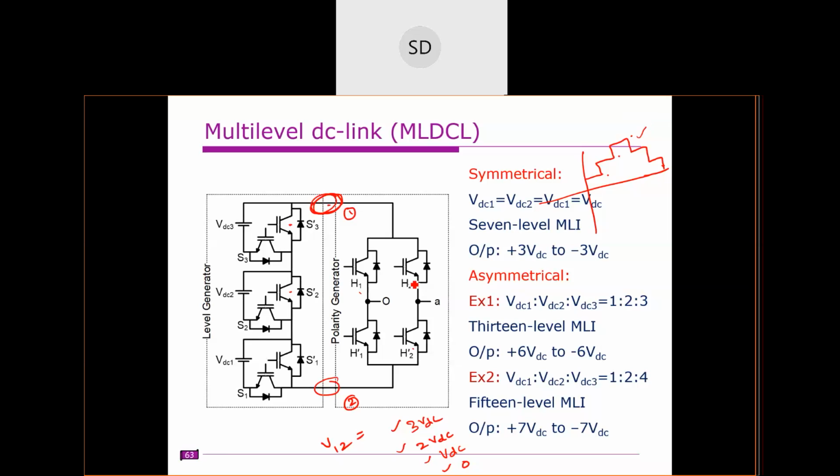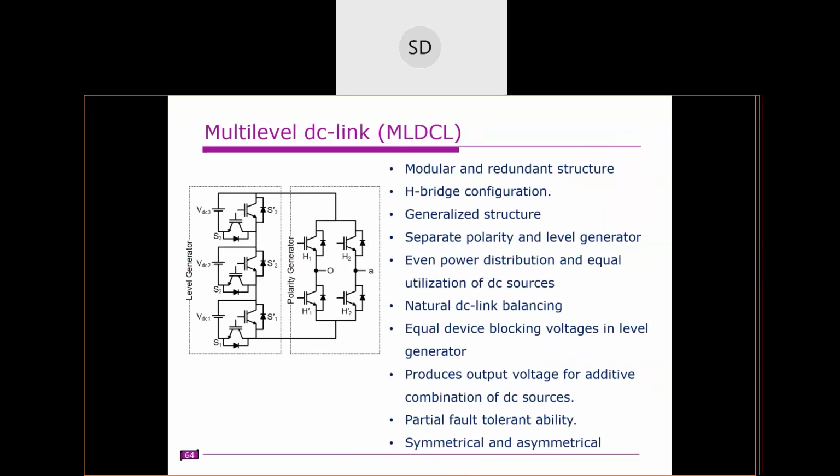So for positive half cycle, we need to trigger the H2 and H1 dash switches. If you trigger this H2 and H1 dash signal, in that case you can get a positive half cycle. And if you trigger the H1 and H2 dash, you can get a negative half cycle, whatever this input is. So that will be flipped, so that you can get a negative half cycle. So that's why it is known as polarity generator, and this one is known as level generator. One part is producing the levels and the other part is making positive half cycle and negative half cycle.